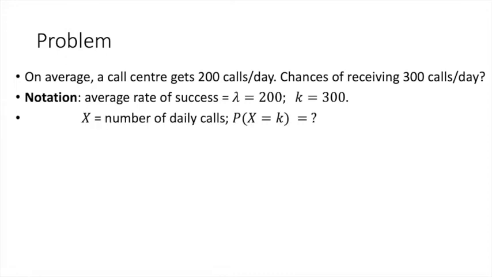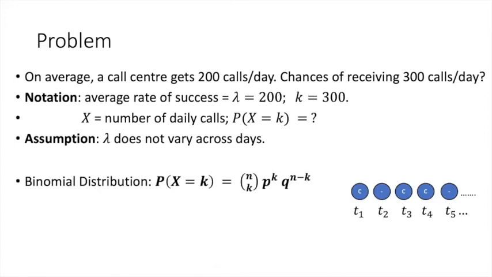Let x be the random variable that represents different number of daily calls. So x can take on many values, and we want to know the probability that x will have a value k, that is 300 in this case. Note, we must assume that the average rate of success does not systematically vary. And this is a very important point, so please listen carefully. We must assume that the average rate of success does not systematically vary. For example, the call rate does not drop or rise regularly on certain days such as weekends, etc.